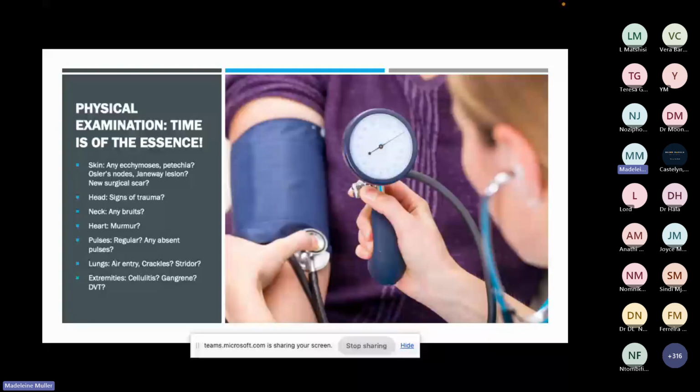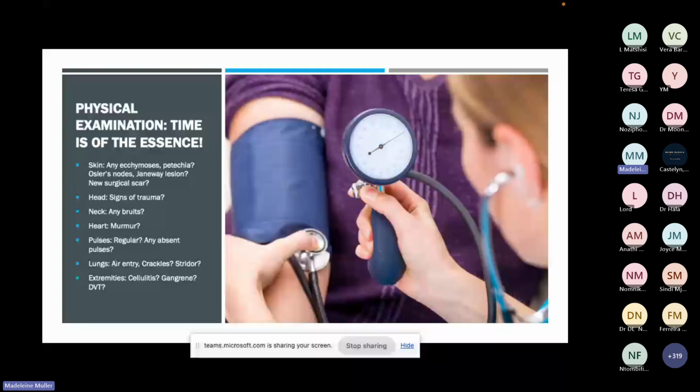Does the patient have a murmur? Valvulopathies are also a cause of an increased risk of stroke. The pulses, are they regular? Could this patient be having an atrial fibrillation? The lungs, is there equal air entry bilaterally? Is there a stridor? Could this patient have aspirated? And then on the extremities as well, does the patient have cellulitis?